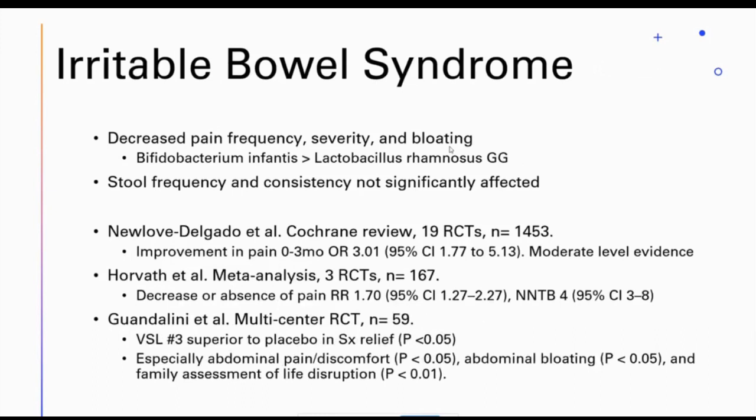Move on to irritable bowel syndrome. When we're talking about IBS, a lot of these studies are showing decreased pain frequency, severity, and bloating. Those are the primary symptoms for our IBS patients that were affected. And most of the studies were either looking at Bifidobacterium infantis or Lactobacillus rhamnosus GG. And it seems like most of the studies that had Bifidobacterium had a little bit better results than the Lactobacillus GG studies. But bear in mind that none of these studies, regardless of what organism they use, showed a significant benefit for stool frequency and consistency. It was primarily pain symptoms and bloating symptoms.